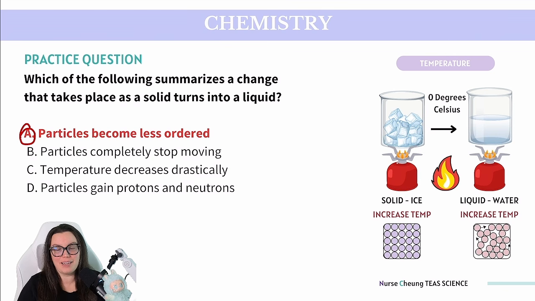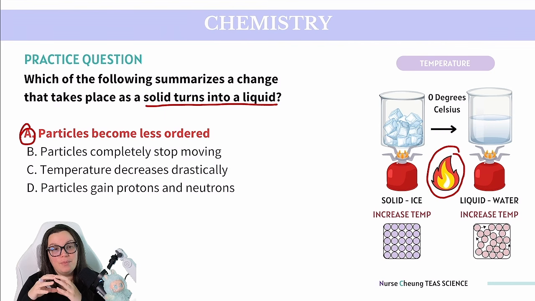So let's think about it. The question is saying that we have a solid that's going to turn into a liquid. So what do we need in order to make that happen? We need heat. As we know, with our solid elements, we're going to have a whole bunch of particles tightly packed and ordered, and they still move, which is the reason why B is incorrect.